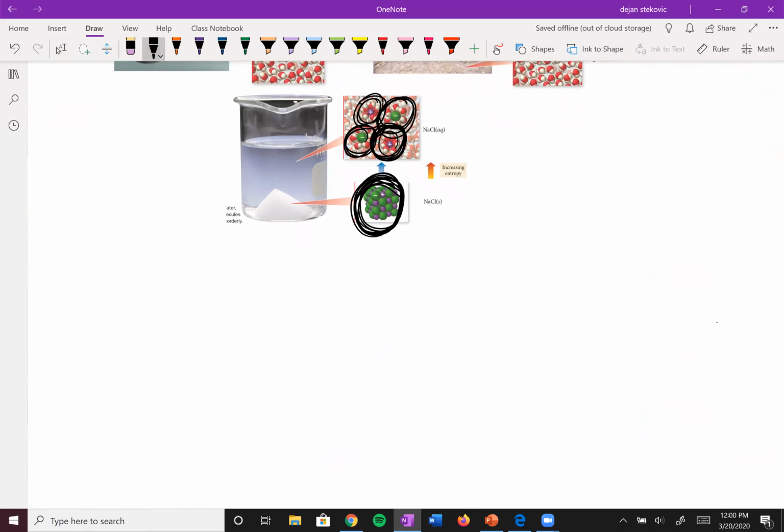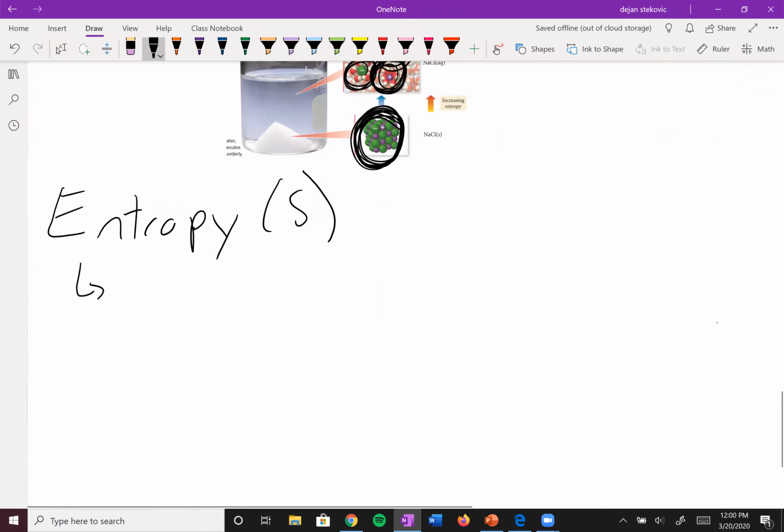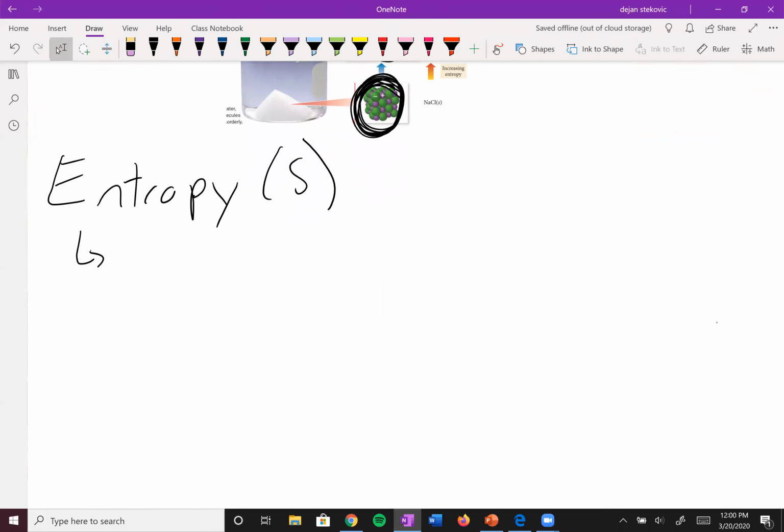So let's give it the strict definition and take a look at it. Entropy, again, gets the symbol S. The strict definition here is that entropy is a thermodynamic function that increases with the number of energy equivalent ways to arrange the components of a system to achieve a particular state. So let me go ahead and write that all down because it was a mouthful.